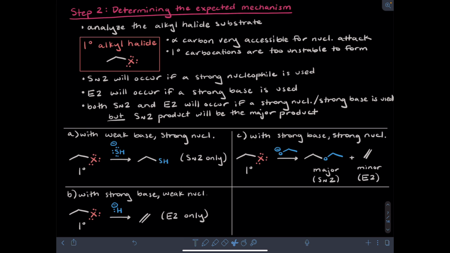If you treat a primary alkyl halide with a reagent that is both a strong base and a strong nucleophile, you'll get the substitution product as the major product, and it is formed by the SN2 mechanism, but you will also form some of the alkene elimination product as the minor product, and it would be formed by the E2 mechanism.